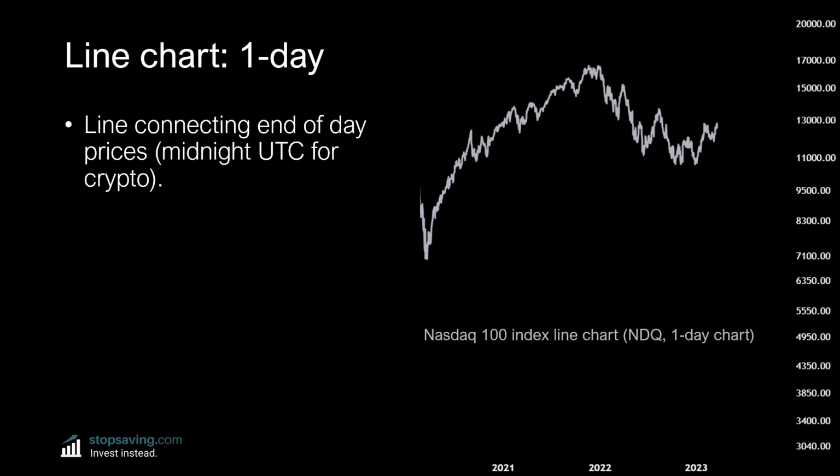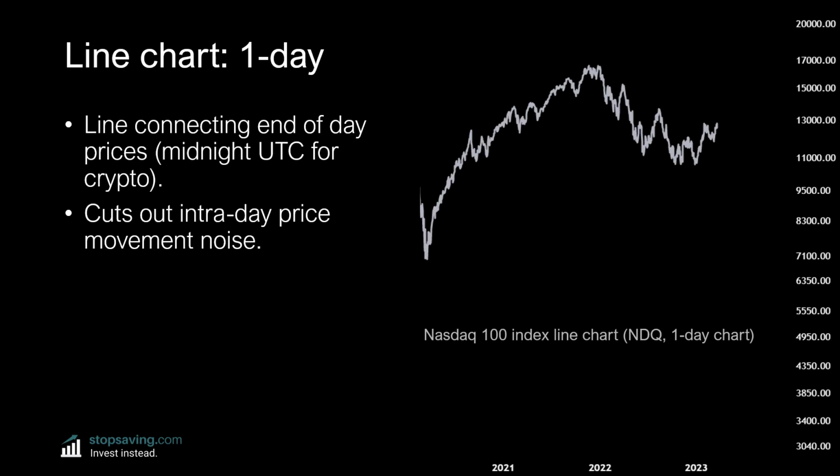Of course, crypto markets never close, so if we were drawing a line chart for Bitcoin or Ethereum, for example, we would take the closing prices as of midnight Universal Time Coordinated, or UTC. That's 1 AM London time in the UK summer, and midnight London time in the UK winter. As I mentioned, line charts are the simplest of charts, and they can be especially useful if you're looking for a chart that cuts out the intraday noise.